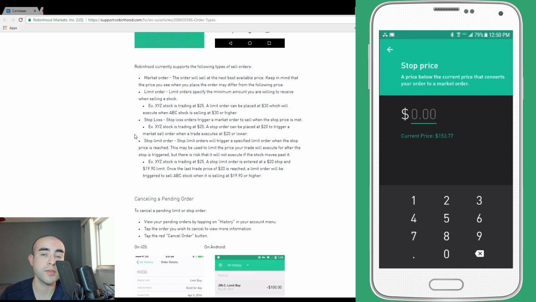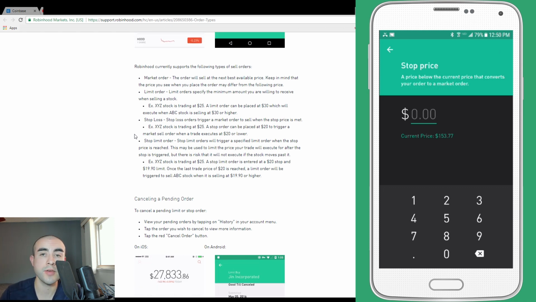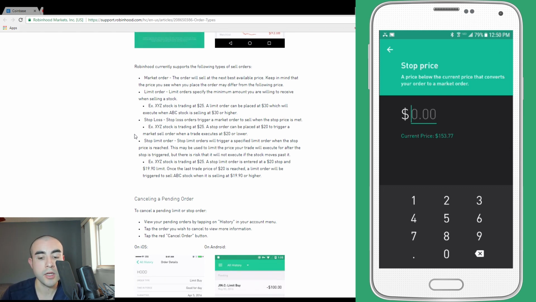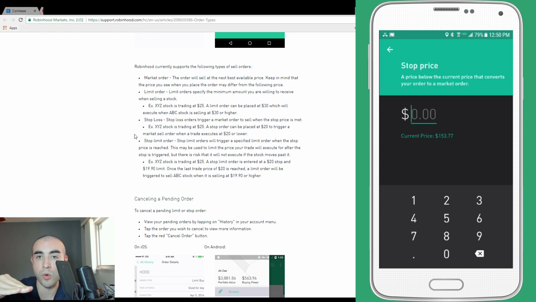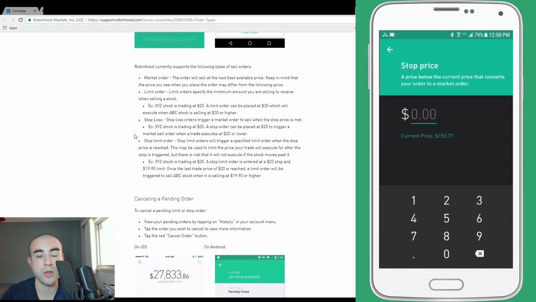So basically, you could think of a stop loss order as a protection on your investments. If a current stock you're holding on Robinhood is diving down for any reason, and you don't want to lose a lot of money, you can set a stop loss ahead of time so that if the stock is diving down, it'll sell automatically. When it hits a certain point, it protects you from losing too much, so it stops the loss. That's why they call it a stop loss.